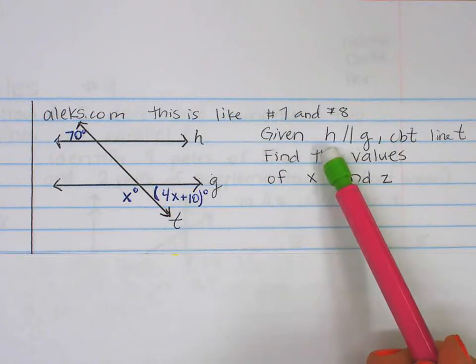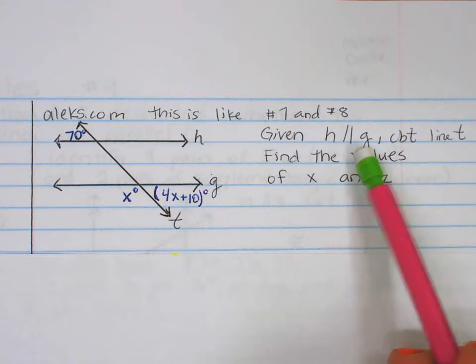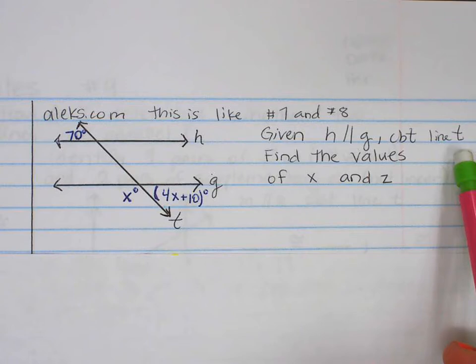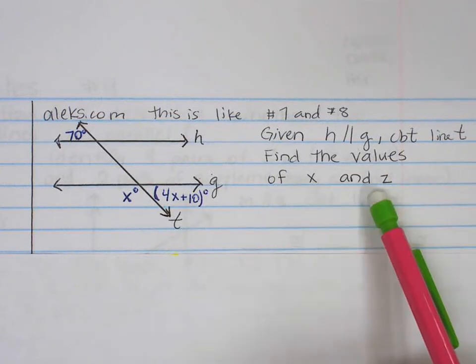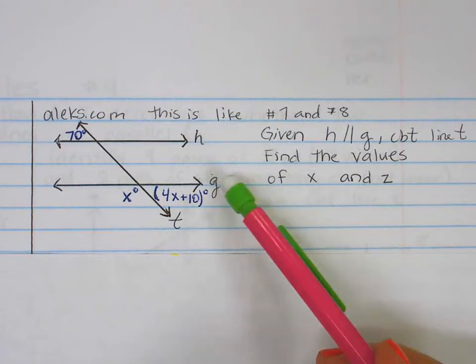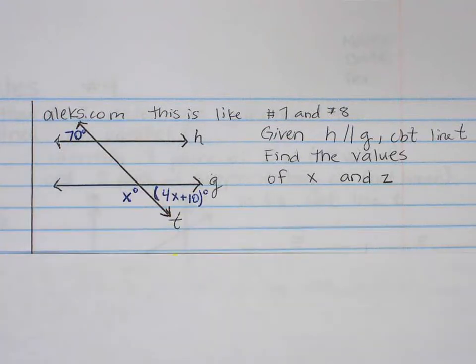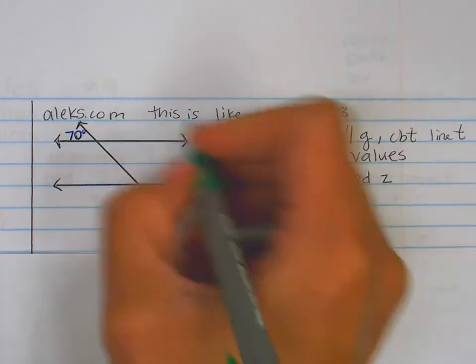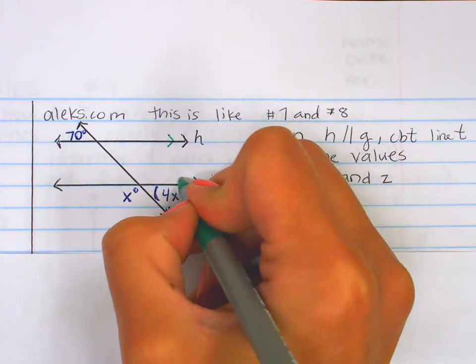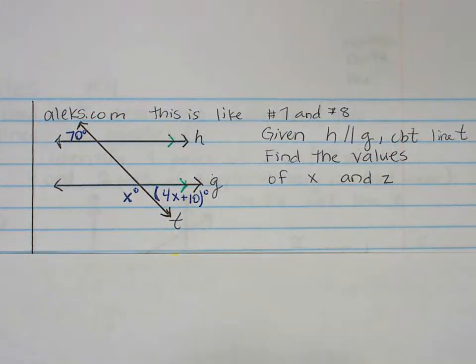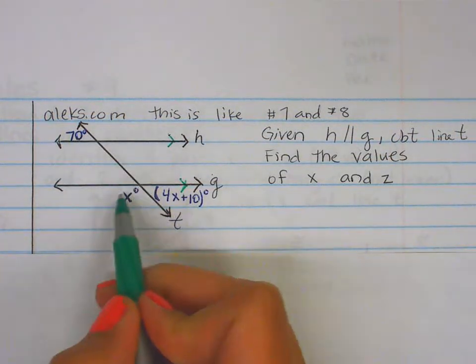Given that line H is parallel to G, cut by transversal, line T, find the values of X and Z. So I've got my lines H and G and T. I like to mark parallel. It does say it's parallel, so I can now mark that H is parallel to G. And then I have all these angles formed. They're not all numbered though.